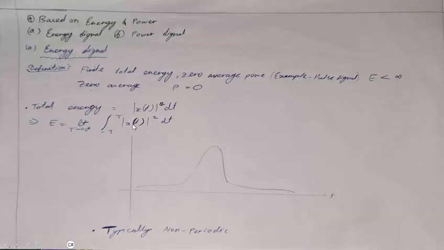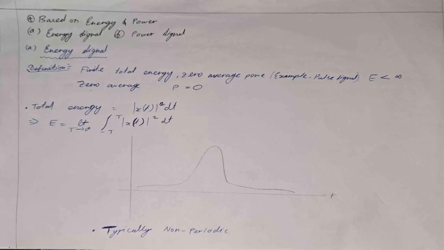Now we will discuss the types of signals on the basis of energy and power. A. Energy signals, and B. Power signals. A. Energy signals. Definition: finite total energy, zero average power, which means it has finite total energy and zero average power. The pulse signals are one of the examples of this type of signal. Here E is less than infinity and the average power is zero.